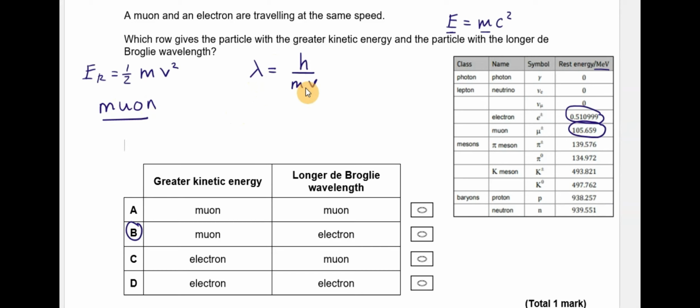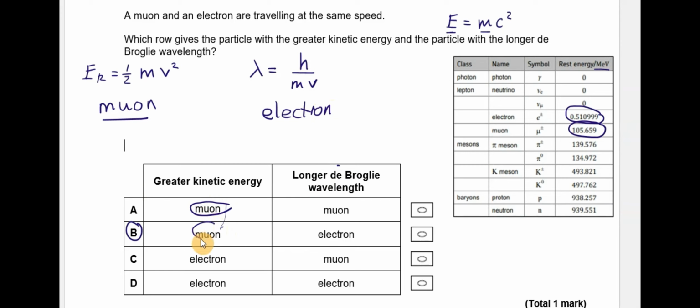But if we look at the equation for the de Broglie wavelength, the wavelength is inversely proportional to the mass. So that larger mass of the muon means it's going to have a smaller de Broglie wavelength. So the electron is going to have the larger wavelength.